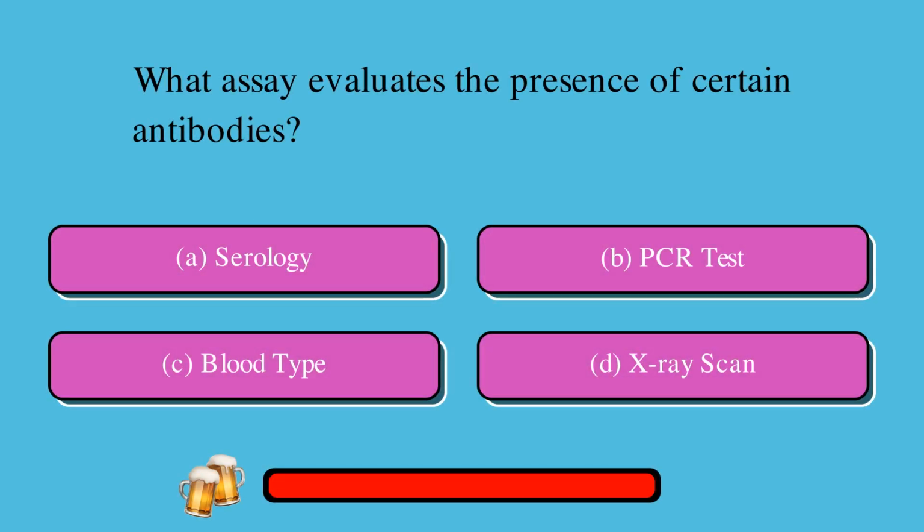What assay evaluates the presence of certain antibodies? A. Serology, or B. PCR test, or C. Blood type, or D. X-ray scan. The correct answer is A. Serology.